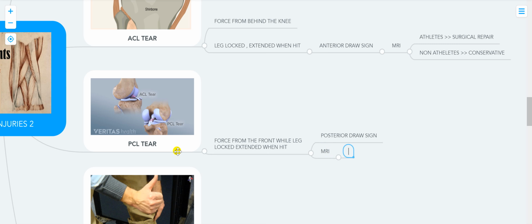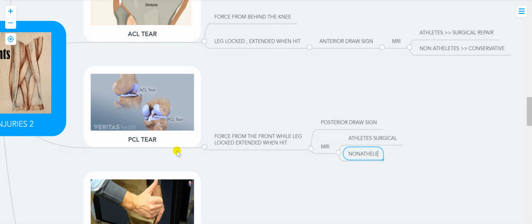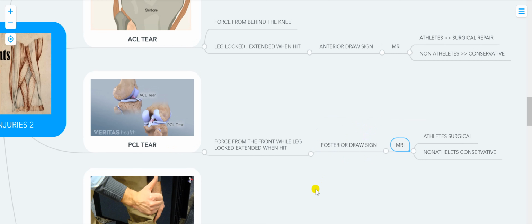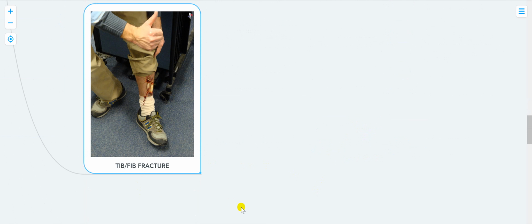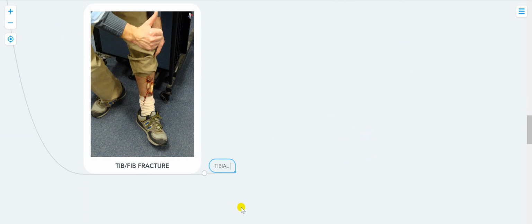Okay, and then the management: if an athlete, surgical repair, and non-athletes, conservative. Okay, so basically same thing, similar to the posterior draw sign. Now, tibia fibular fracture, how does that happen? So tibia is large and strong. If the tibia fracture occurs, the fibula is usually associated with that, because the tibia is large and strong.